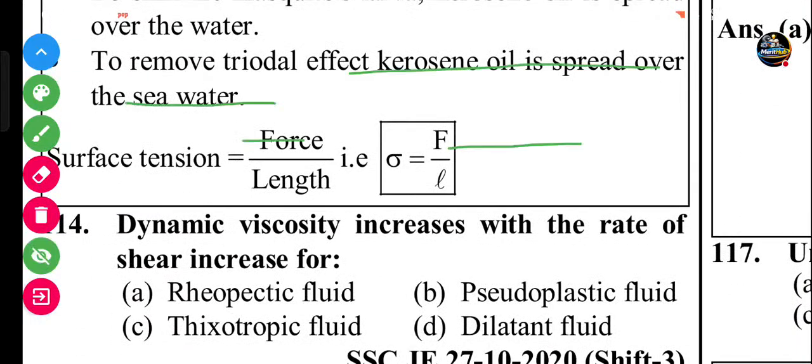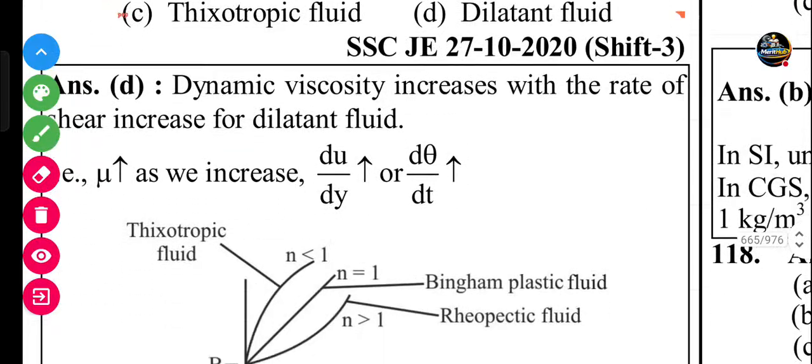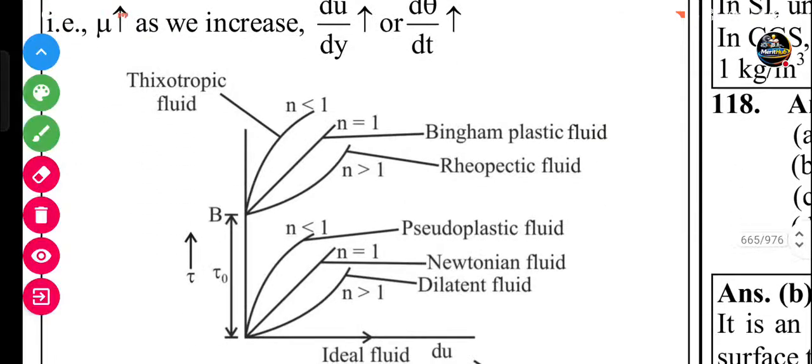Next question: dynamic viscosity increases with the rate of shear increase. A, rheopectic fluid, pseudoplastic fluid, thixotropic fluid, and the dilatant fluid. Rate of shear increases, this is this type. Dilatant fluid. Let's check it. Yes, this is the dilatant fluid. Dynamic viscosity increases with the rate of shear increase for the dilatant fluid.